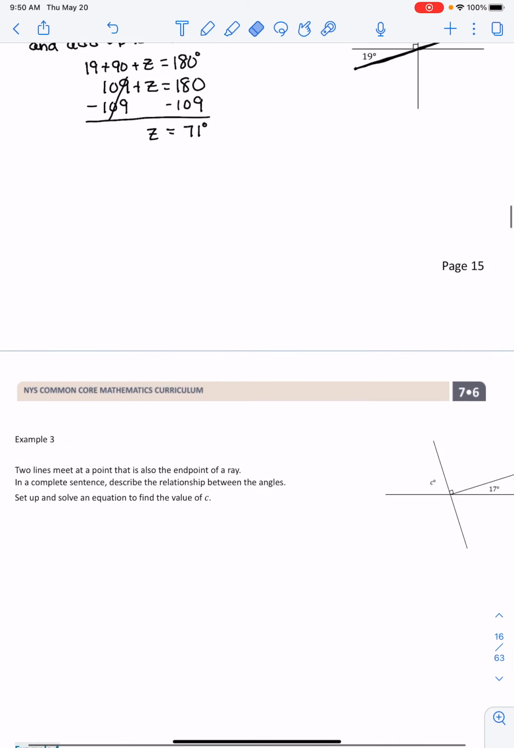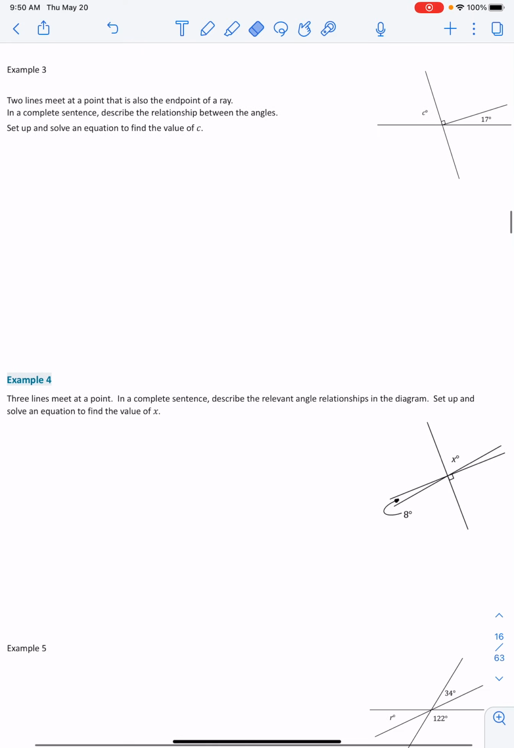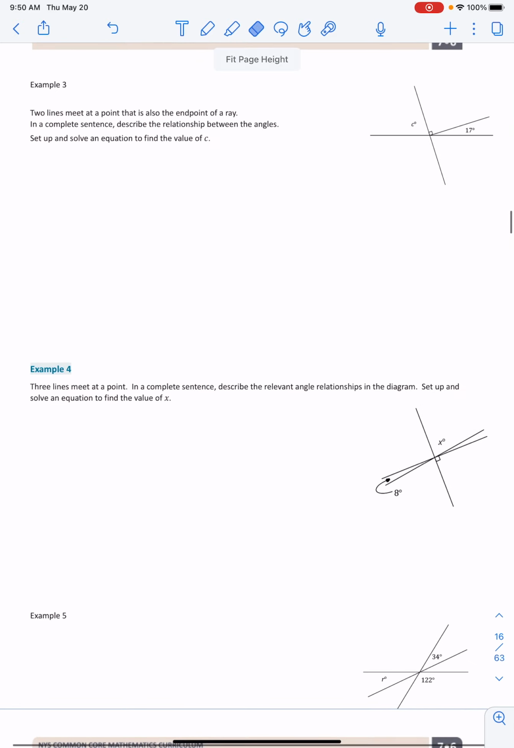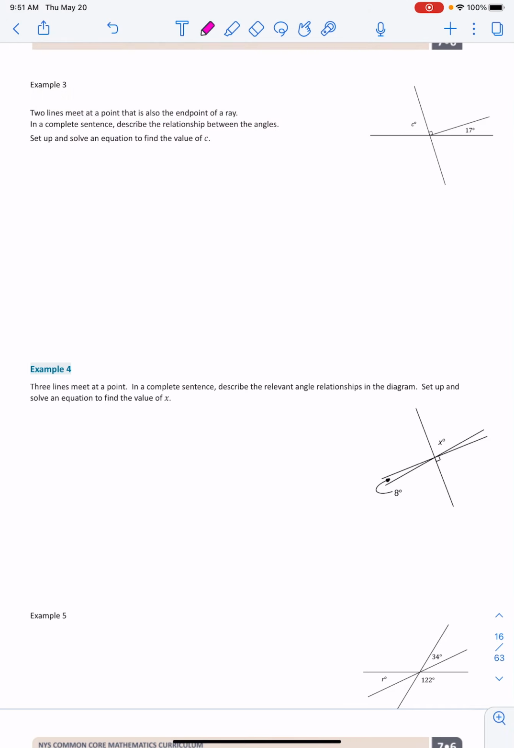My next example is example 3. It says 2 lines meet at a point. That is also the end point of a ray. In a complete sentence, describe the relationship between the angles. Set up and solve an equation to find C. Well, again, we have, let me show you here. We have 17 degrees.